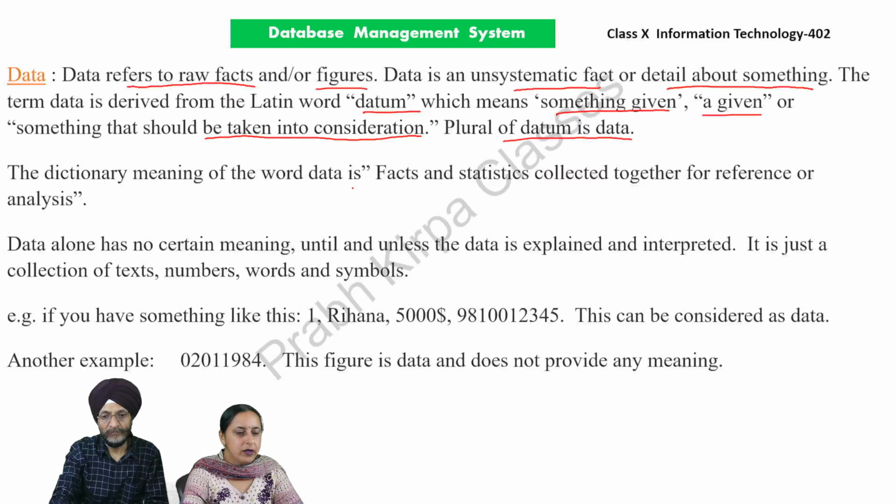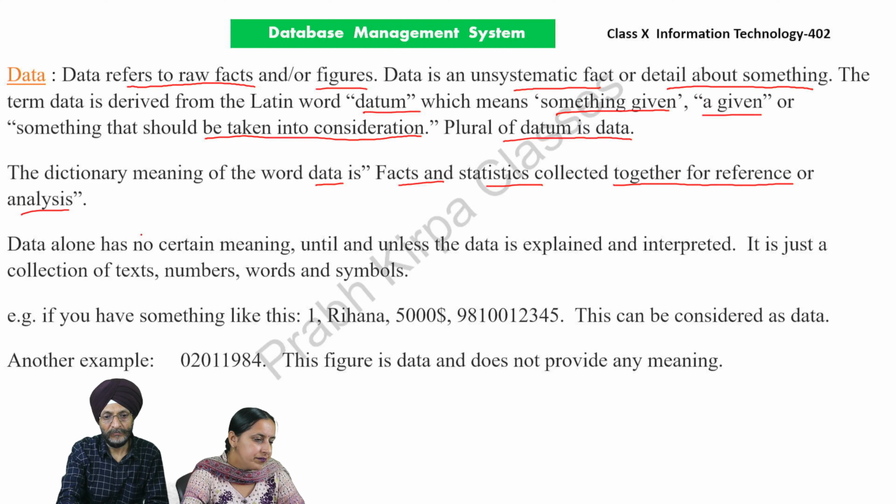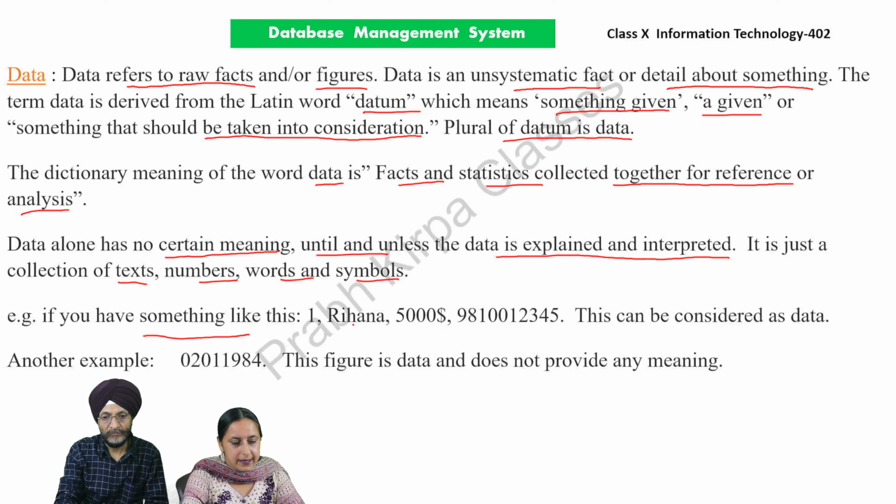The dictionary meaning of the word data is facts and statistics collected together for reference or analysis. Data alone has no certain meaning until and unless the data is explained and interpreted. It is just a collection of texts, numbers, words, and symbols. For example, if you have something like this one, Rihanna, $5,000, 98100123455, this can be considered as data.